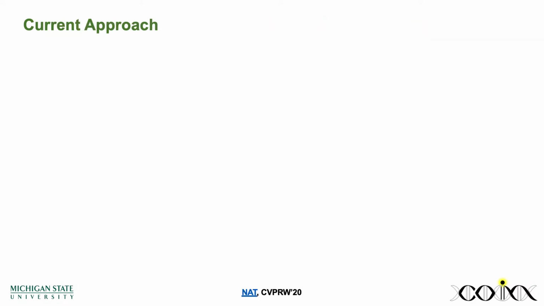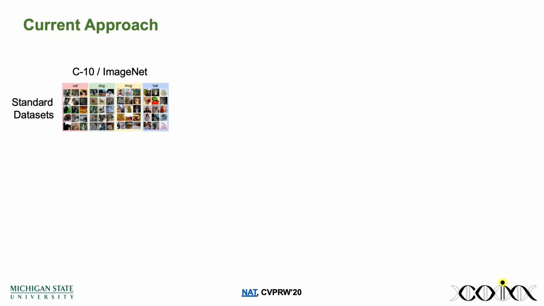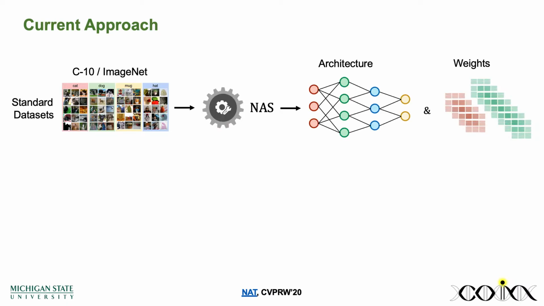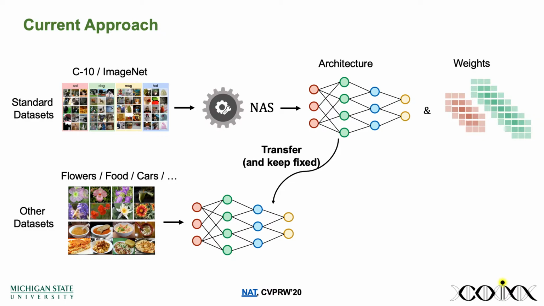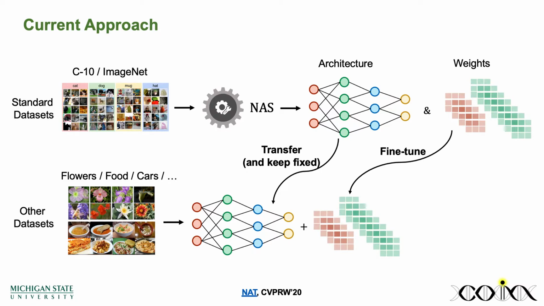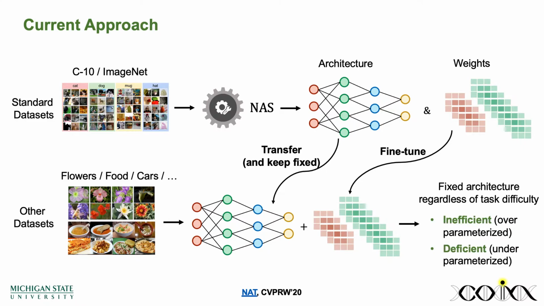As previously said, existing NAS methods were mostly applied on CIFAR-10 and ImageNet, where the search finds an architecture topology and corresponding weights. When it comes to other datasets like Oxford Flowers, they typically follow the standard transfer learning routine, where the architecture learned on standard datasets is directly applied without changes to the new dataset with weights fine-tuned. Despite the efficiency, this approach of fixing architecture will lead to inefficiency in case of simple tasks and a deficiency in performance in complicated tasks.